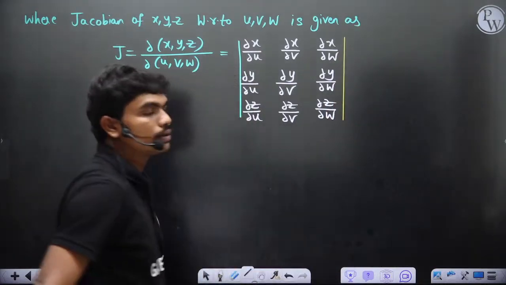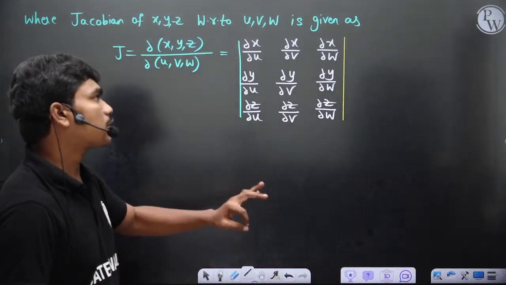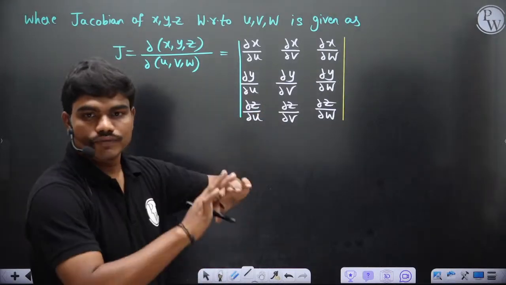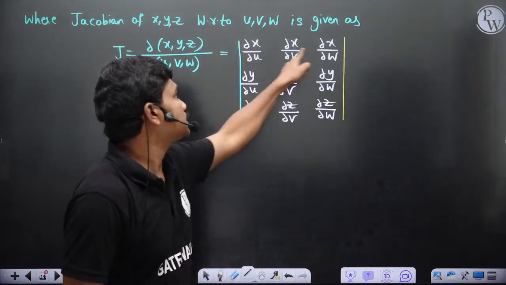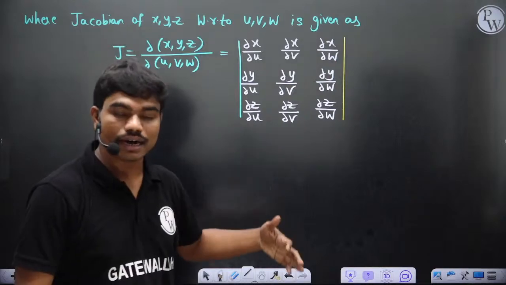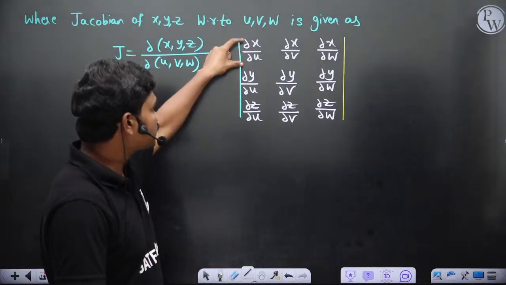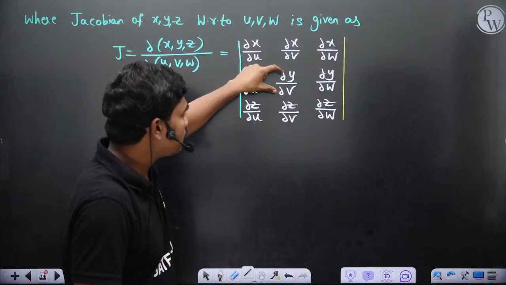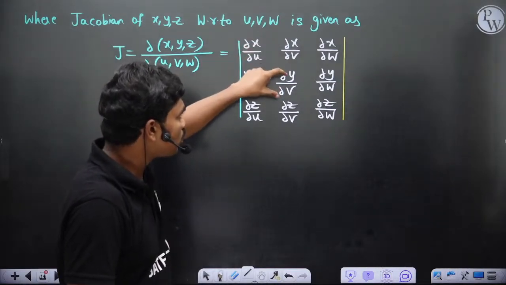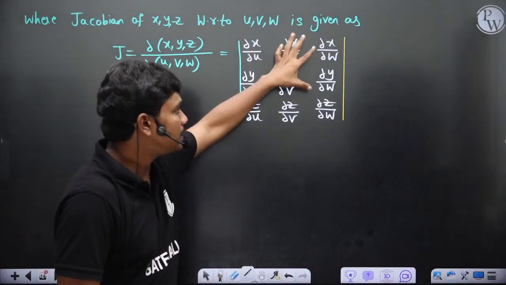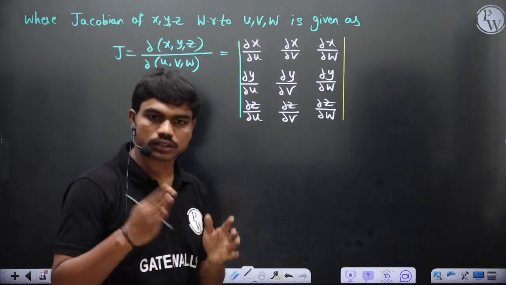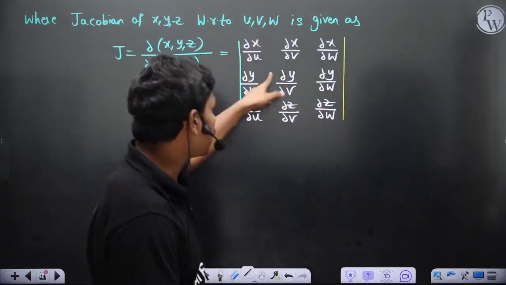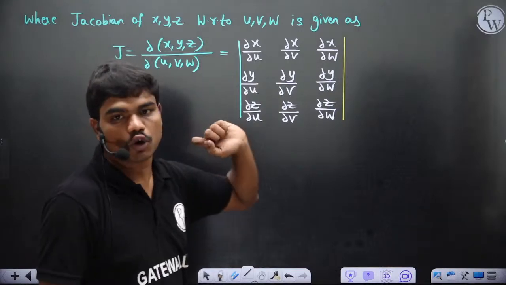In the exam, if this question turns up while you are calculating, don't waste your time deciding whether x is along this row or along this column. It doesn't matter which way you write it. If you write dou x by dou u, dou x by dou v, dou x by dou w, then dou y by dou u, dou y by dou v, dou y by dou w, and similarly for z, the determinant does not change, because the determinant of a matrix is the same as the determinant of its transpose. So this value does not change.